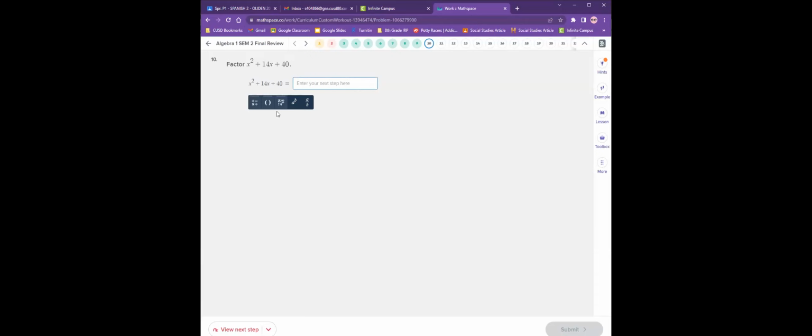Just factoring, right? So two numbers that multiply to 40 but add to positive 14. Yep. I am done. Parentheses x plus 10, x plus 4. Got it. Good.